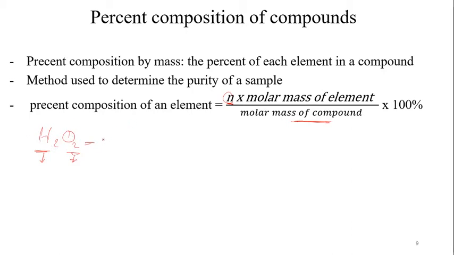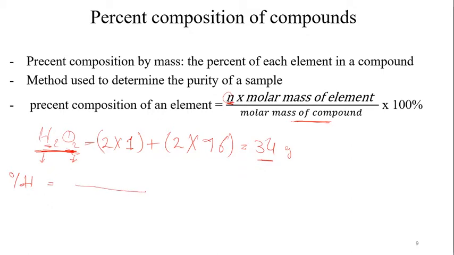hydrogen peroxide, which is equal to the number of atoms of hydrogen, which is 2, multiplied by the atomic mass of hydrogen, which is equal to 1, plus the number of atoms of oxygen, which is 2, multiplied by the atomic mass of oxygen, which is 16, and that is equal to 34. This means my molar mass, in each 1 mole, I have 34 grams of H2O2.